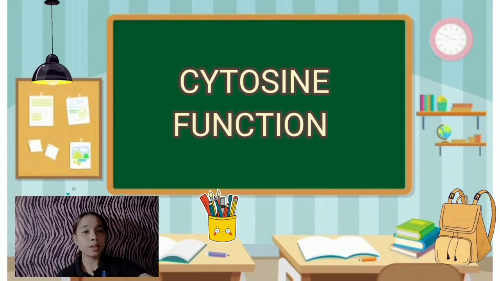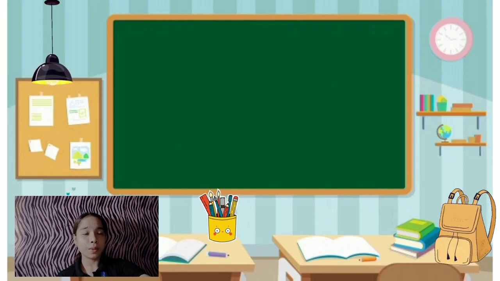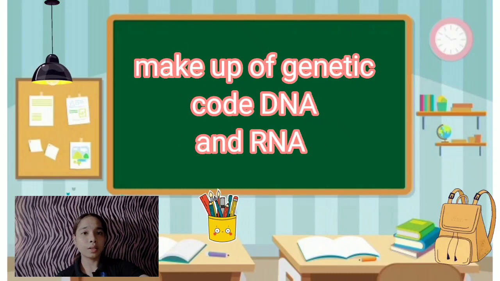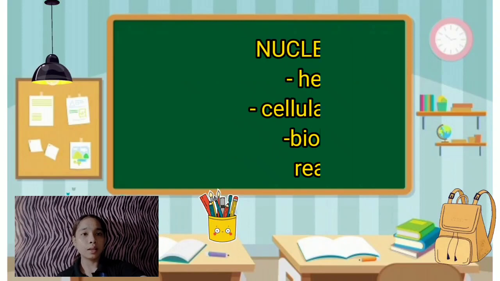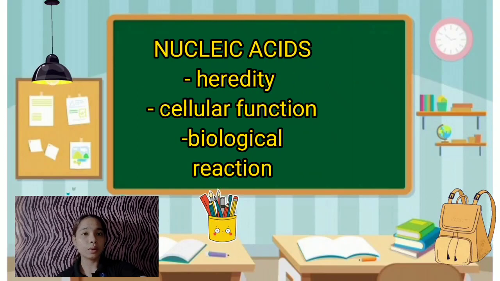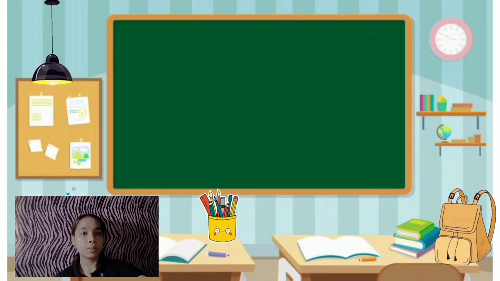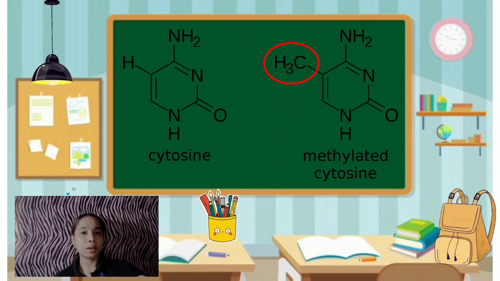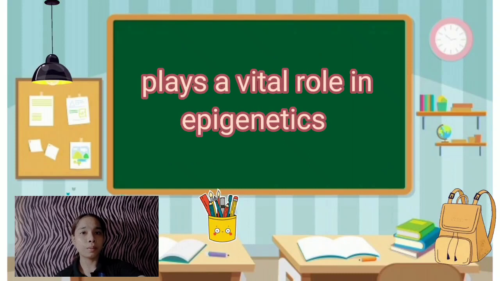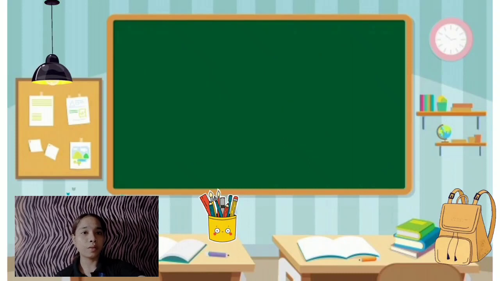Cytosine is one of the 5 nitrogenous bases which make up the genetic code in DNA and RNA. Nucleic acids play an essential role in heredity, cellular function, and biological reactions. Cytosine can also be methylated by adding a methyl group at the carbon 5 position, and in this modified form plays a vital role in epigenetics.